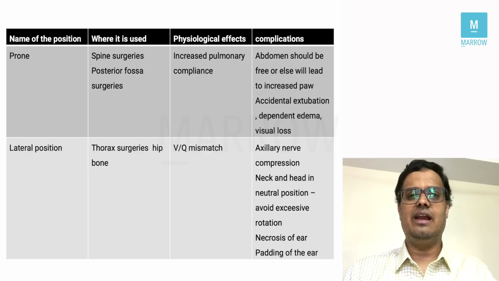Right? The next one is the lateral position. Most of the time we use the lateral position for thoracotomies.